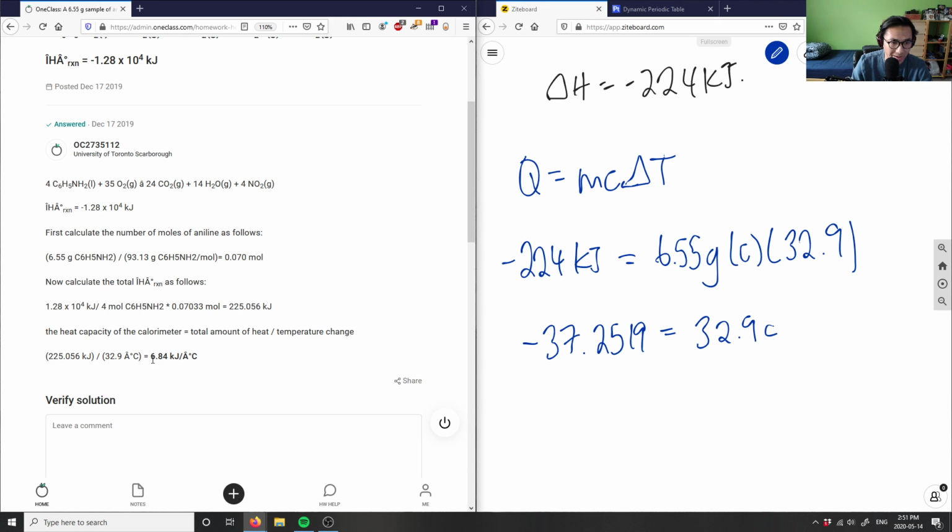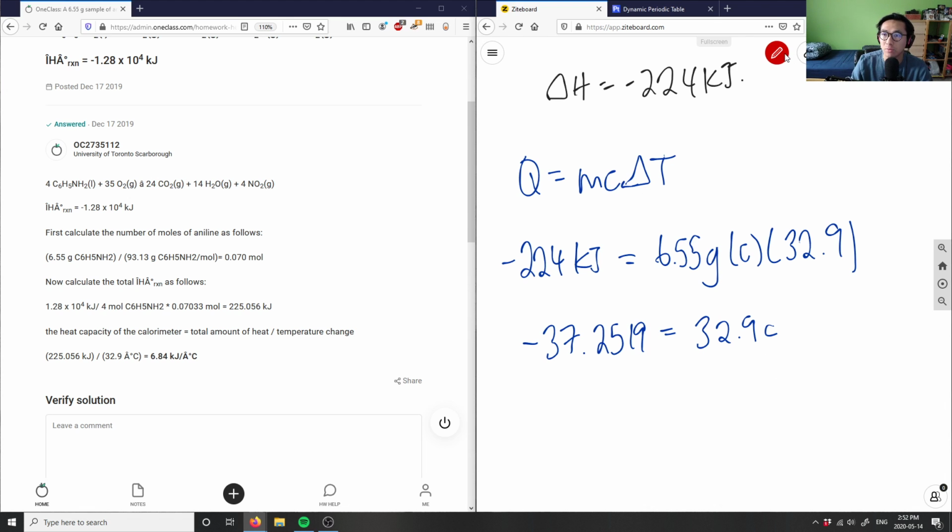So I'm just thinking about the math here. Heat capacity equals total amount of heat divided by temperature change. So let me write that down for us here. So it's asking us C here equals Q over delta T, but they're missing the mass here. So this solution here is incorrect because they didn't actually include the mass of our aniline here. So this solution here is incorrect.